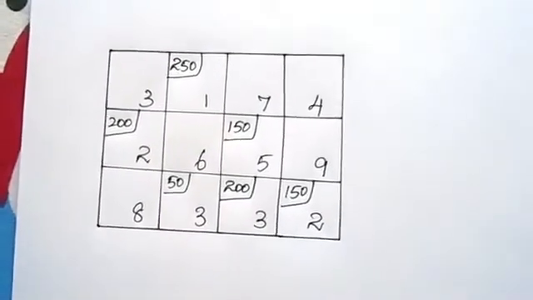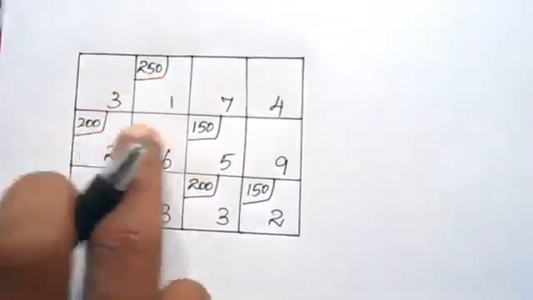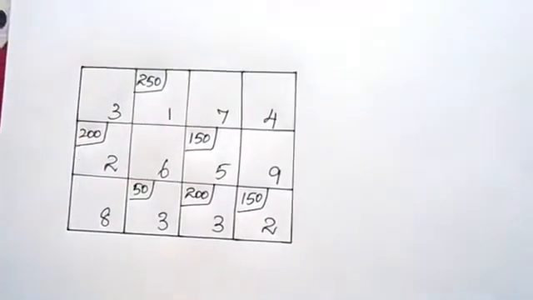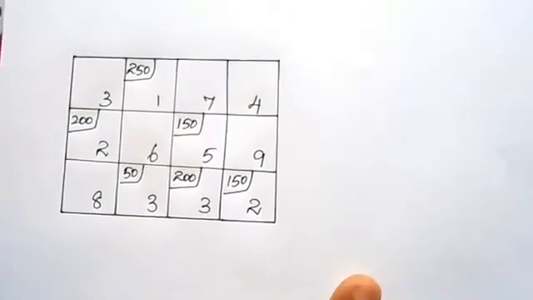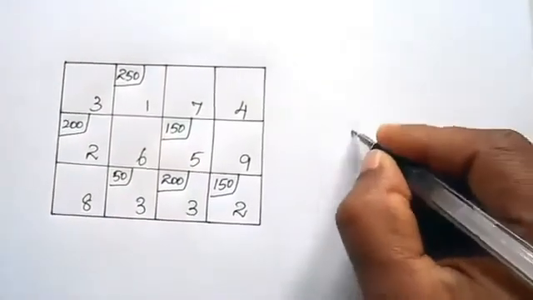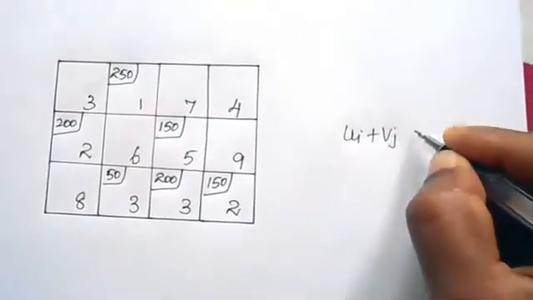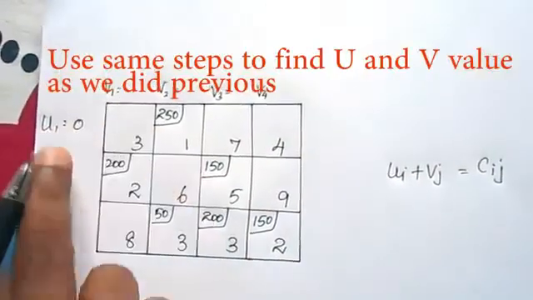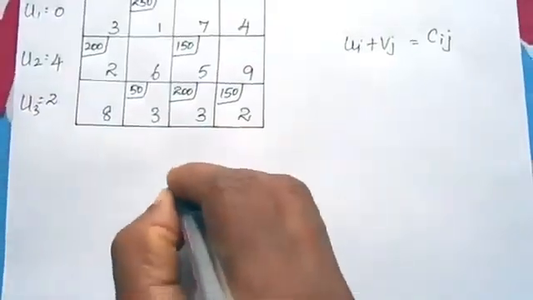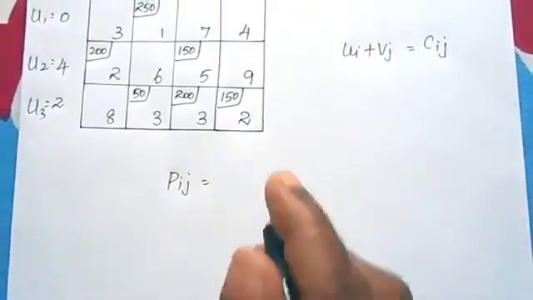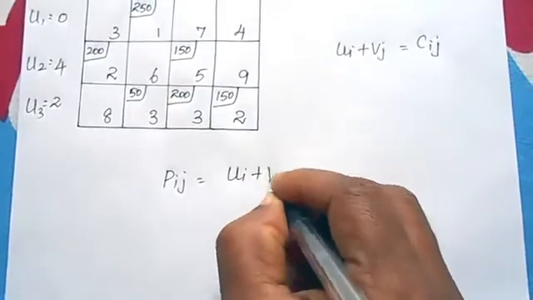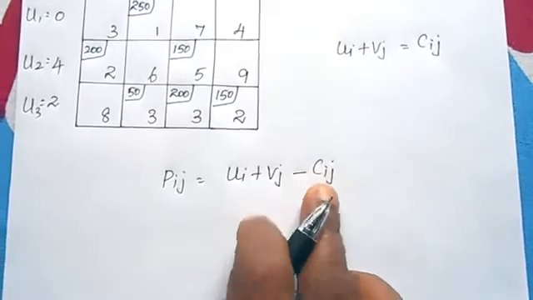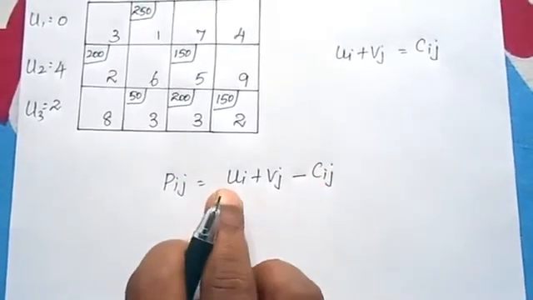Now check whether 6 allocated cells are there or not. 1, 2, 3, 4, 5, 6. So m plus n minus 1 is equal to 6. Now you can proceed. Now you need to find the u and v values with the help of this formula: Ui plus Vj is equal to Cij. Now u1 is always 0. Assume u1 is 0. Now we need to find penalties for non-allocated cells. What is the formula? Ui plus Vj minus Cij. Cij represents the cost of the unallocated cell. So we have got the values for u and v.